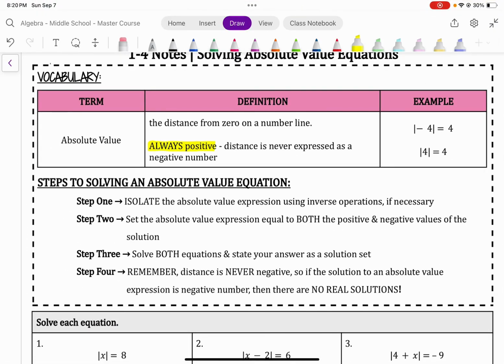So we're going to follow these steps as we solve these problems. Our first step is to isolate the absolute value expression. We'll use inverse operations if necessary, and we're going to set the absolute value expression equal to positive and negative values. And then we're going to solve both, and then we're going to remember that distance is never negative.